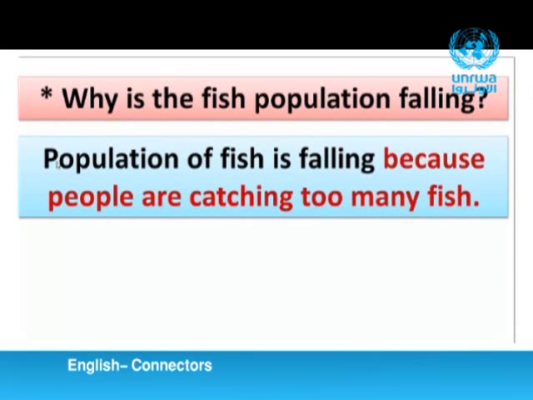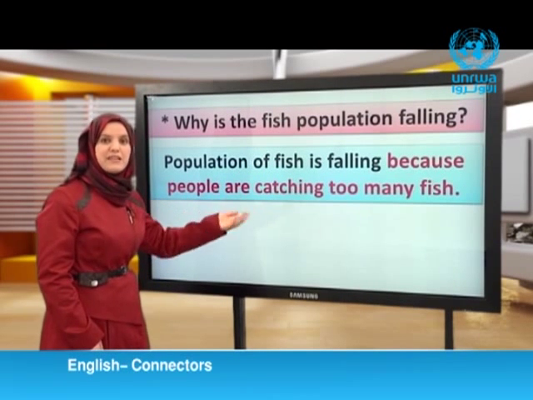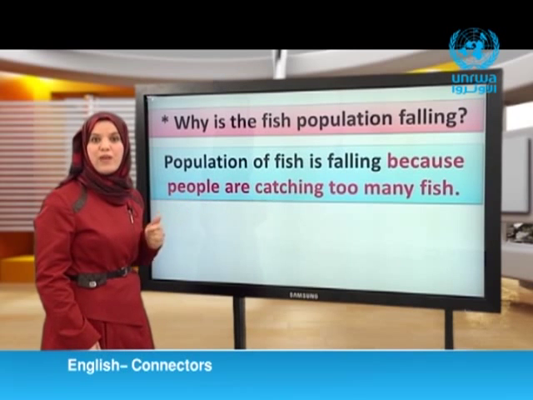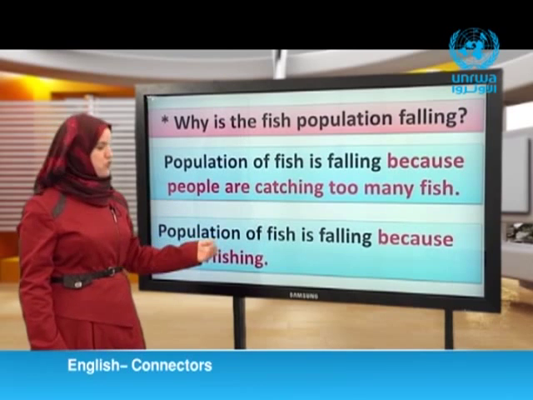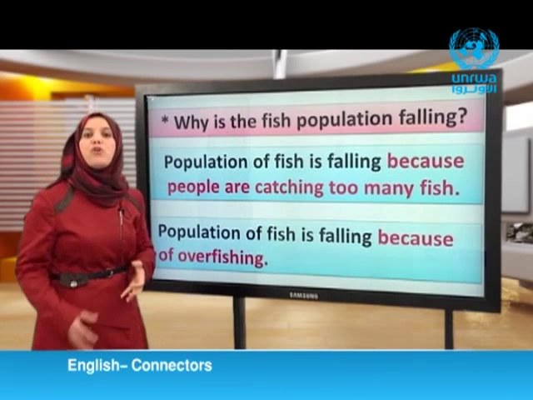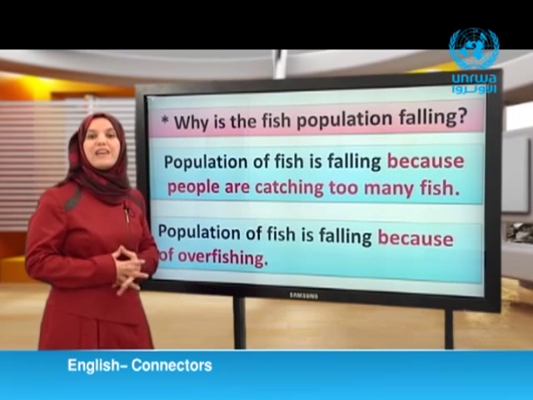Population of fish is falling because people are catching too many fish. Notice, after because, we have a full sentence. And we can answer like this. Population of fish is falling because of overfishing. After because of, we have only a noun.